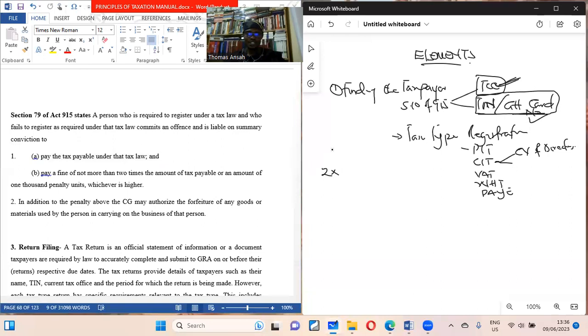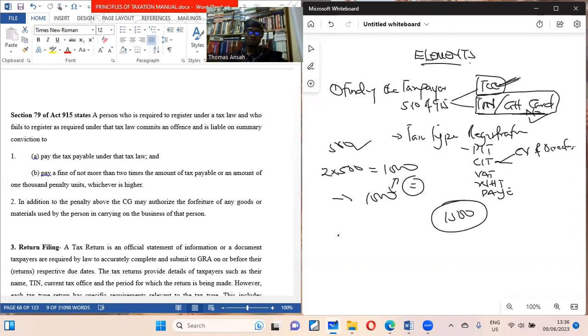Then two times that tax. Let's say the tax payable is 500; two times gives you 1,000, compared to what? 1,000 Ghana cedis, the higher. So you still pay the 500 and 1,000, which will be 1,500 in total. That is what you pay. Assuming the tax is 600 cedis, you pay this one, then you pay two times the 600, which is 1,200, compared to 1,000. Since this one is higher, in total you'll be paying 1,800. All right, so that is that.